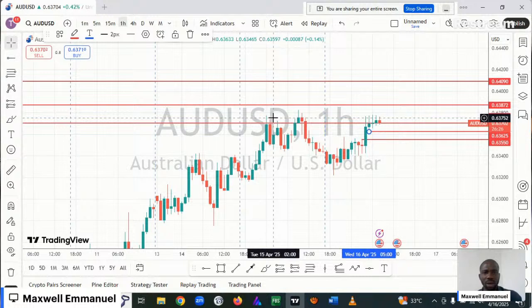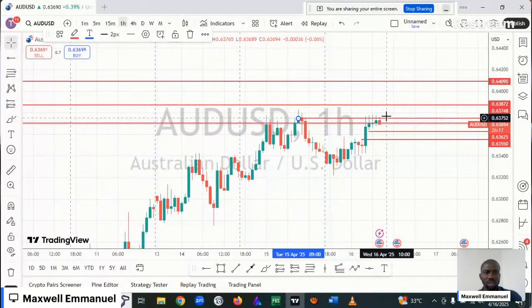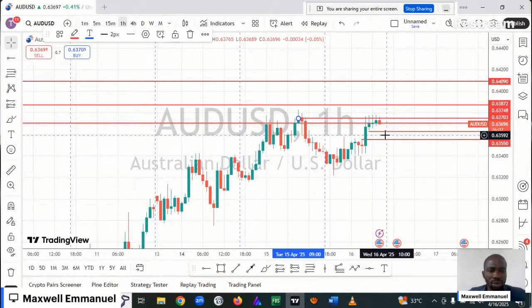I'm also looking at whether price breaks out from this resistance. If a 4-hour candle breaks out from this resistance, that will be a buy, or if it pulls back to this fair value gap. So this is the area I will be considering buying Australian dollar, USD. I hope that is clear.